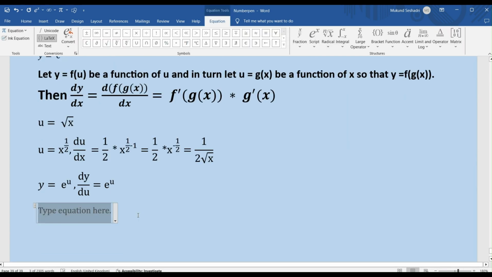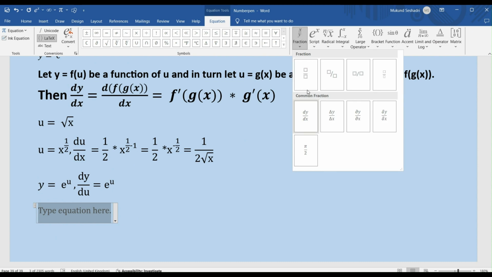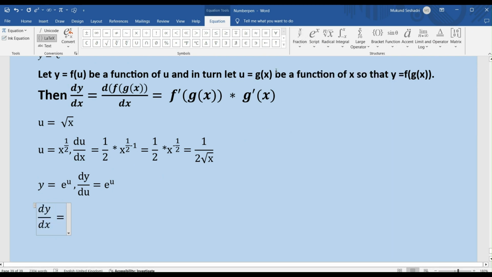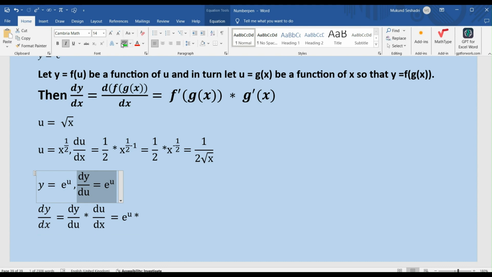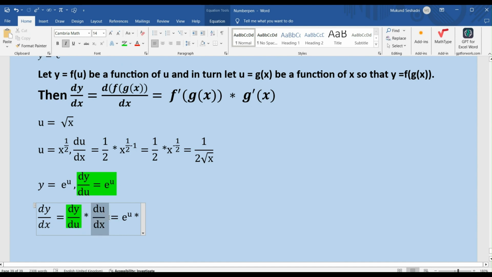We've been asked to find dy by dx, and what is that? My dy by dx is nothing but dy by du into du by dx. And what is my dy by du? It is nothing but e to the power u, coming from this expression. Let me highlight it in green. So this is my expression. And then my du by dx is what I calculated earlier. Let me call it in yellow. I go back and pick this up from here, which is nothing but my 1 by 2 root x.